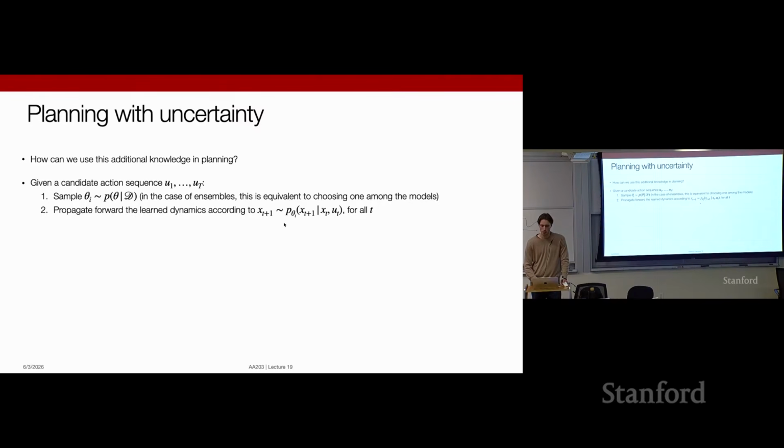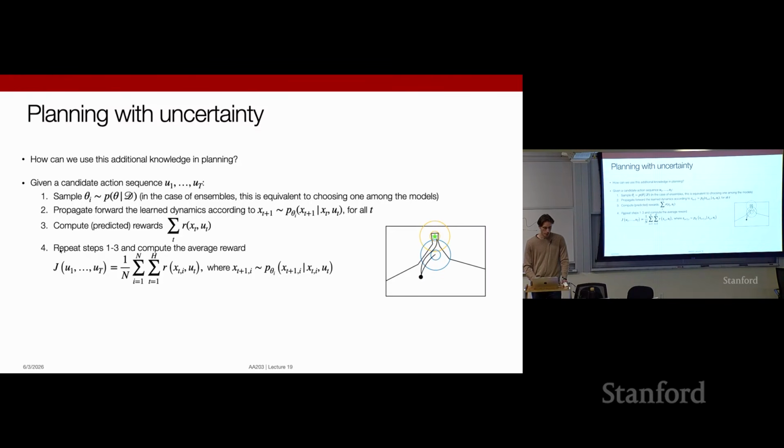We could now propagate the learned dynamics through this specific instantiation of the dynamical model. We could then use this propagated trajectory to compute a predicted reward. So we're basically simulating in our head what is happening. We are given a candidate action sequence, we are sampling one of the models from our posterior distribution over models, and we're using this to propagate forward what is happening and scoring the quality of it. And then we can just repeat these three steps to compute the average reward according to our learned posterior distribution.